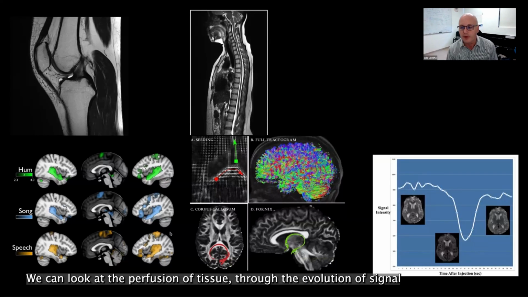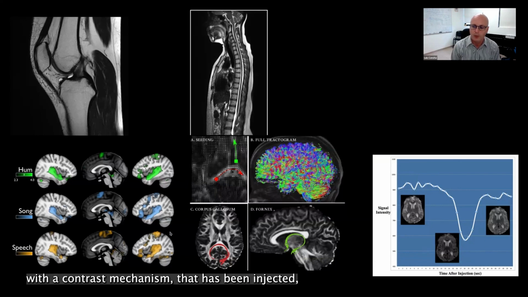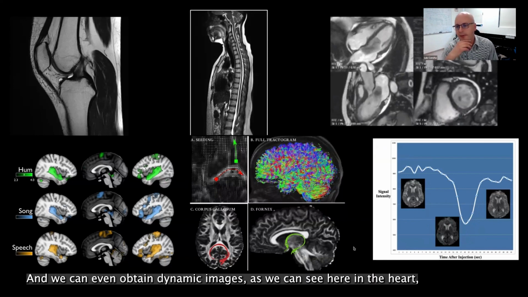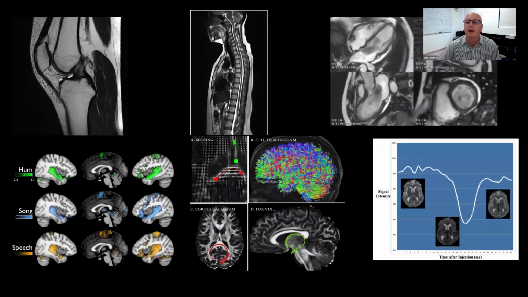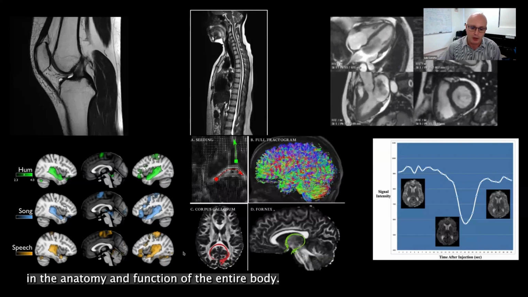We can look at the perfusion of tissue through the evolution of signal with a contrast agent that has been injected. And by studying these curves in every pixel of the brain, we can understand how much blood and how fast it's flowing into and out of the tissue. And we can even obtain dynamic images, as we can see here in the heart, that provide a tremendous amount of detail in the anatomy and function of the entire body.